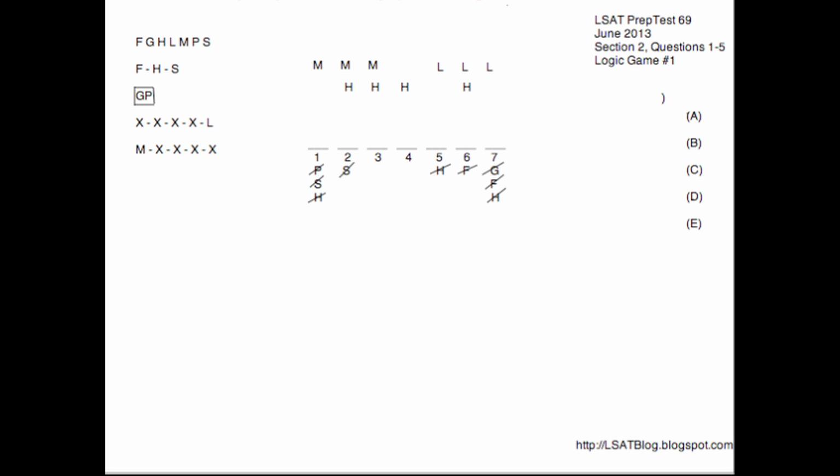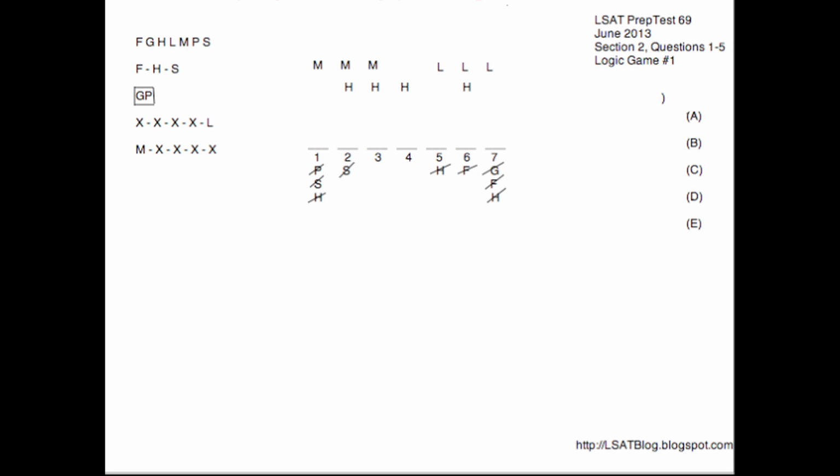Now, looking at the rules and thinking about how to diagram this game, I recommend that you diagram this game in a strict ordering style where we have spaces numbered 1 through 7, rather than a relative ordering style where we're simply relating all the variables to each other in a big web.